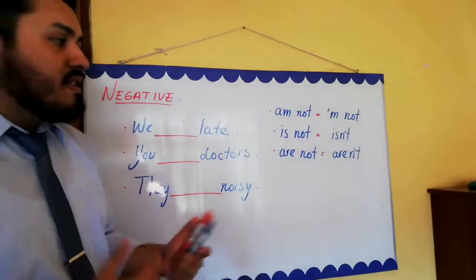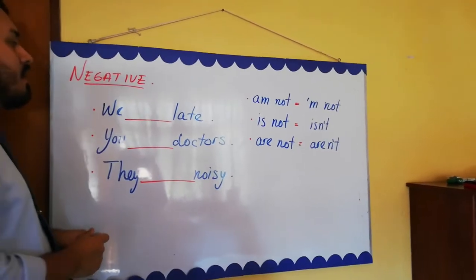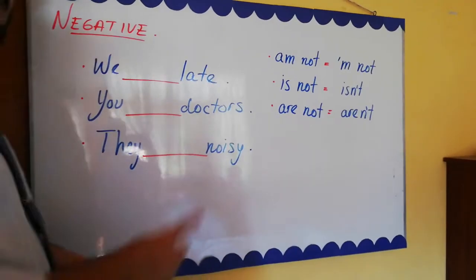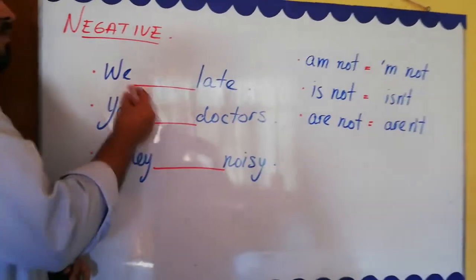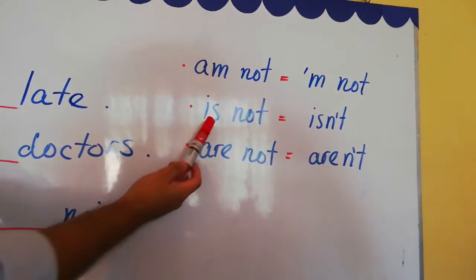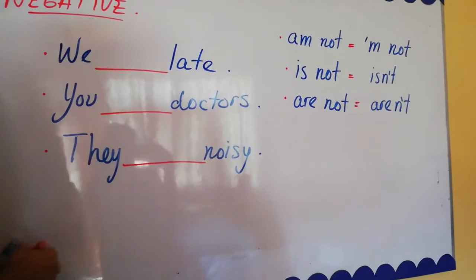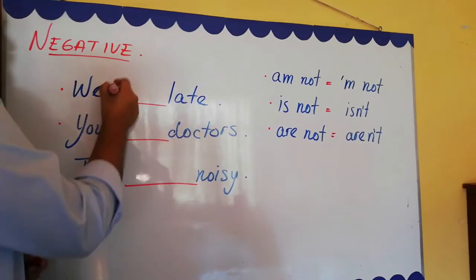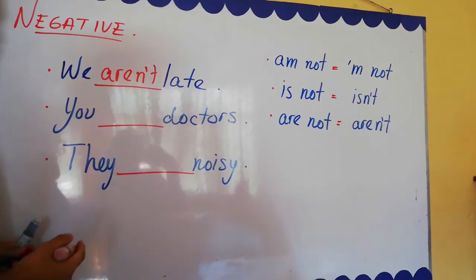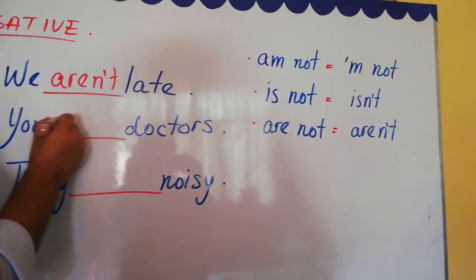Okay, guys. Now let's continue working with negative sentences, but now in plural. Now here we have, again, we, you, and they. Let's start with the first one. So, we, which is gonna be the correct verb to use? I'm not, is not, or are not? In this case, we're gonna use are not. So, here is gonna be we aren't late. Okay, perfect. With the next one, you aren't doctors.